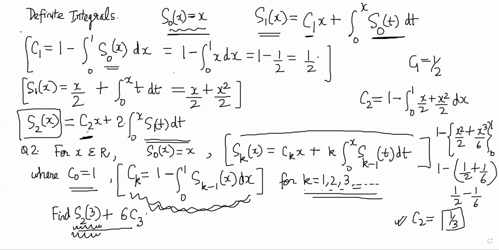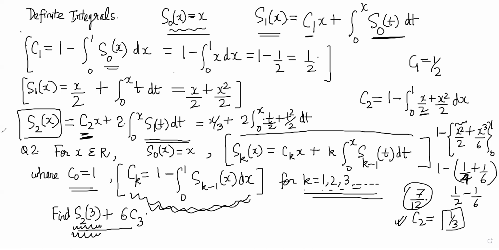I have calculated C2 and now I can calculate S2, because it will become x by 3 plus twice integral 0 to x of S1 of t, which is t by 2 plus t squared by 2, dt. And again, this integral is basically, okay, I have made a mistake here because x squared by 4 should be here, right? When I do integral of x by 2, it will become x squared by 4. So it will be 1 by 4 plus 1 by 6. So that will become basically 3 plus 2, 5 by 12. So it is 7 by 12. C2 is 7 by 12.